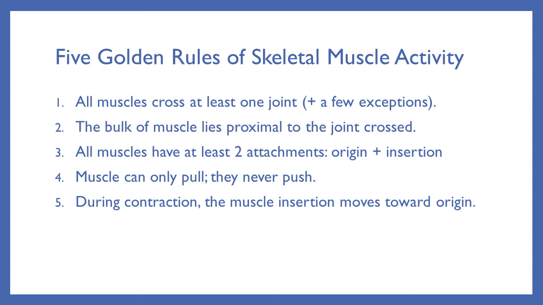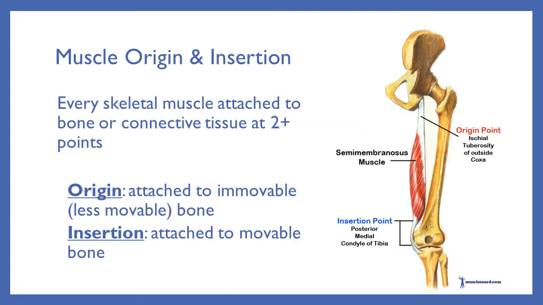What is a muscle's origin and insertion? Every skeletal muscle is attached to bone or connective tissue at 2+ points. The origin is the point that is attached to the immovable or the less movable bone. The insertion is where it is attached to the movable bone. In this example, the pelvis is much more stable and unmovable than your knee is. So the attachment to the pelvis is the origin, and the attachment to your knee is the insertion.